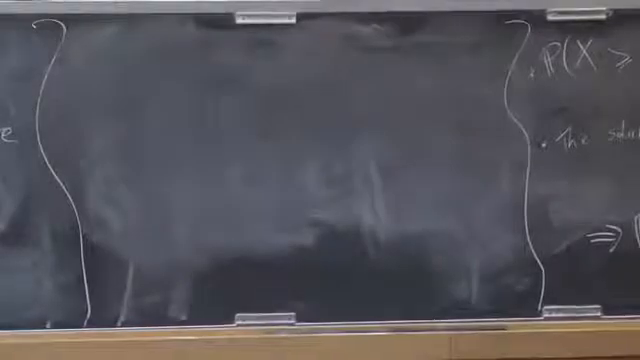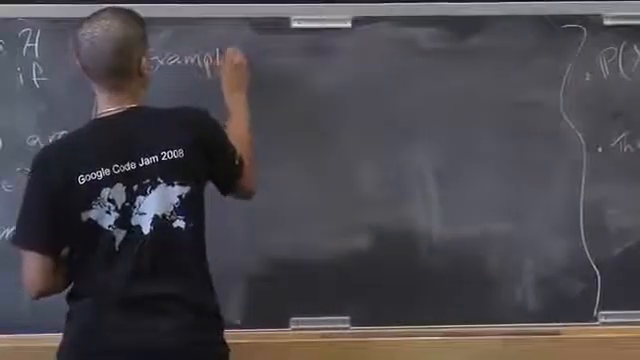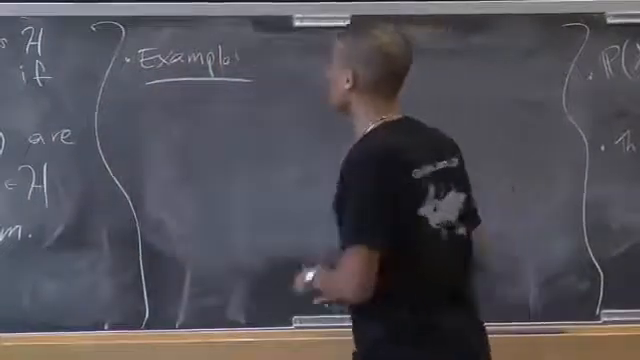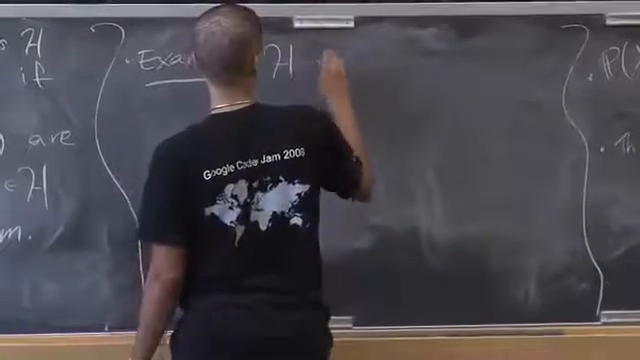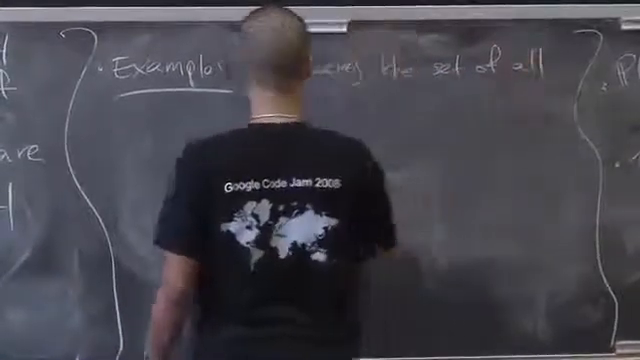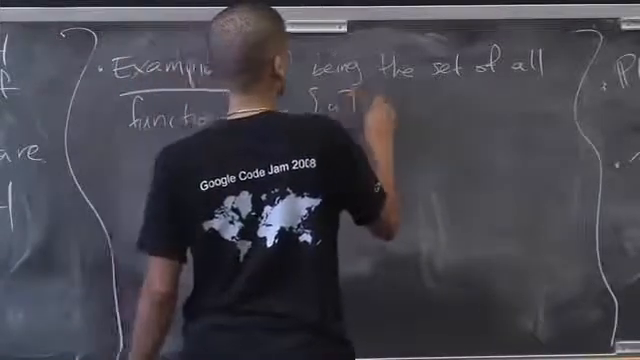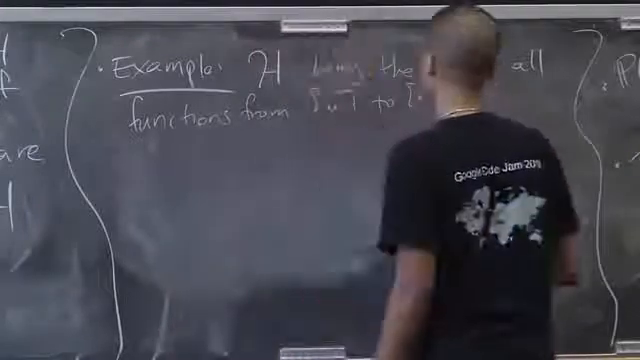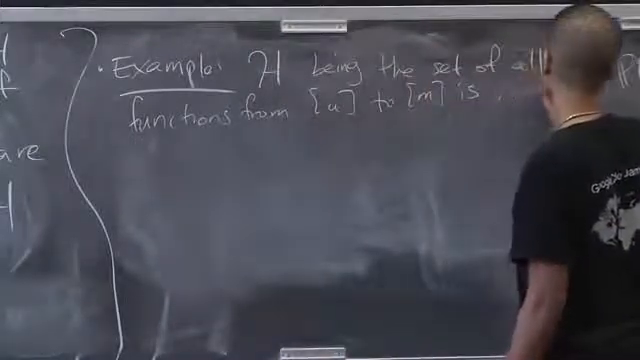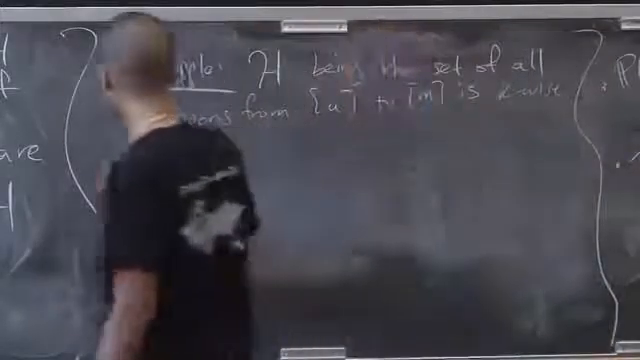Okay, so an example: H being the set of all functions from U to M is a k-wise family for all k. For all k that's at most U. Otherwise it doesn't make sense if there are only U random variables and you're saying they're 2U-wise independent or something.